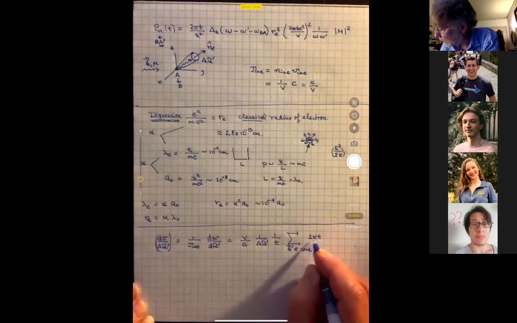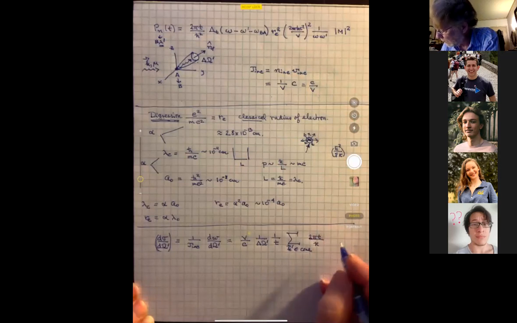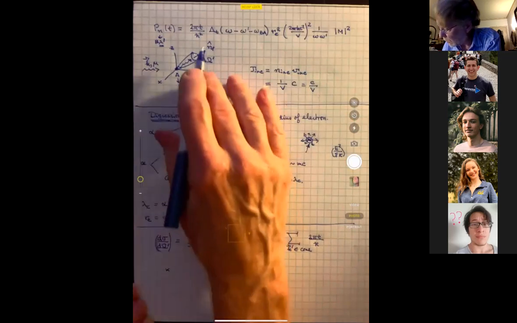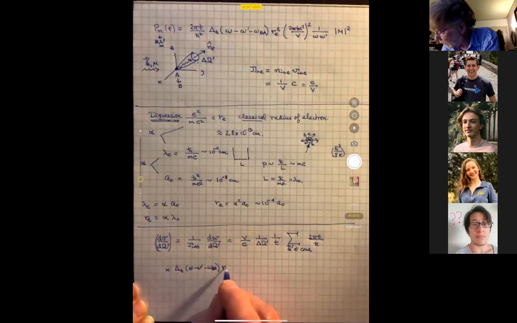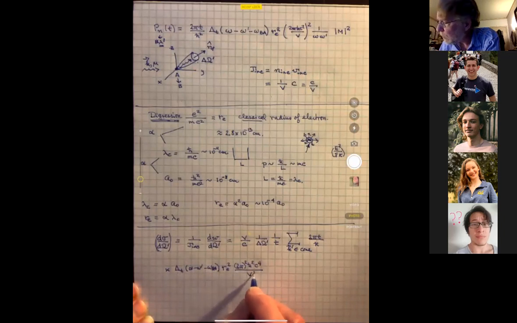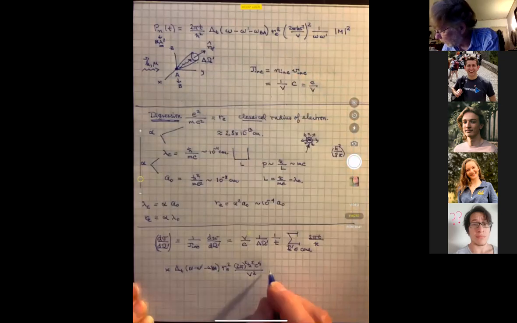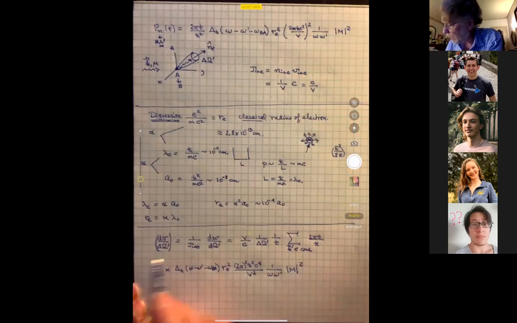2 pi t over h bar. It's kind of a long list of stuff here. We've got delta sub t of omega minus omega prime minus omega BA. We've got classical radius of the electron squared. We've got 2 pi squared h bar squared c to the 4th divided by the volume squared, squaring this factor up here. We've got 1 over omega omega prime, and then we've got the square of the matrix element M prime. So this is the calculation.